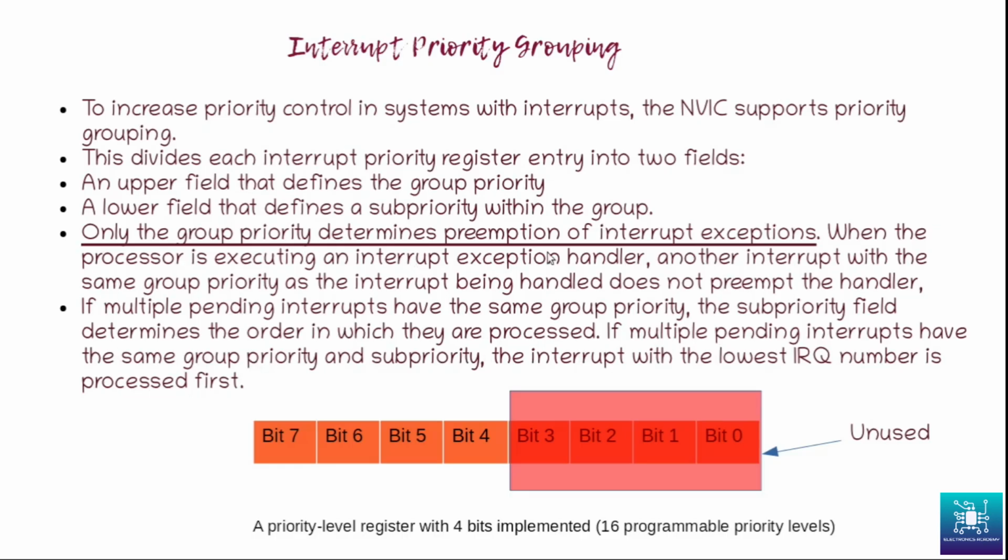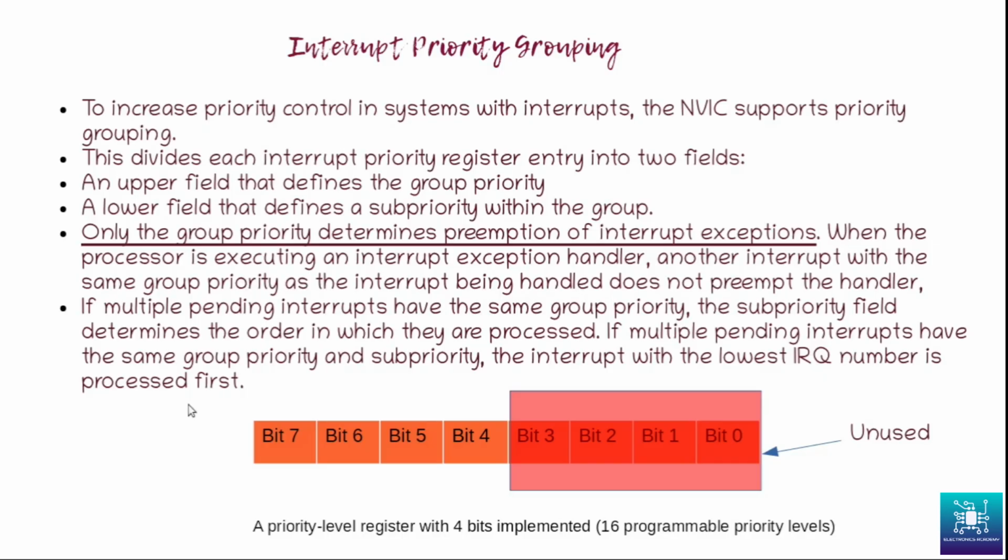So here, if you have the same group priority and one interrupt has a lower sub priority, that is going to be serviced second. Okay, and the one with the higher sub priority is going to be accessed and serviced first.